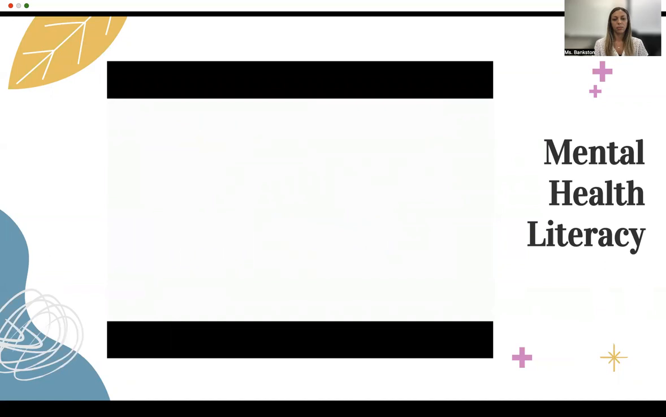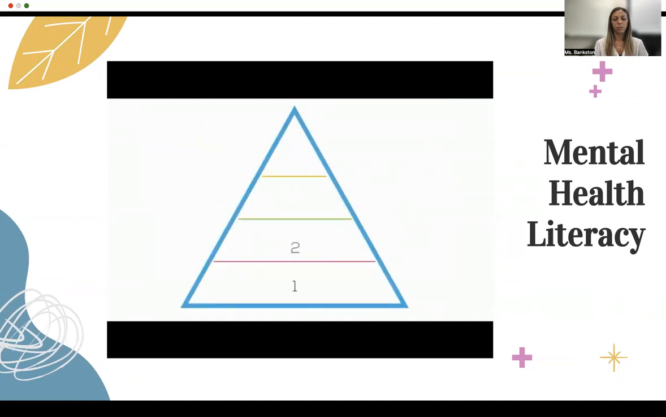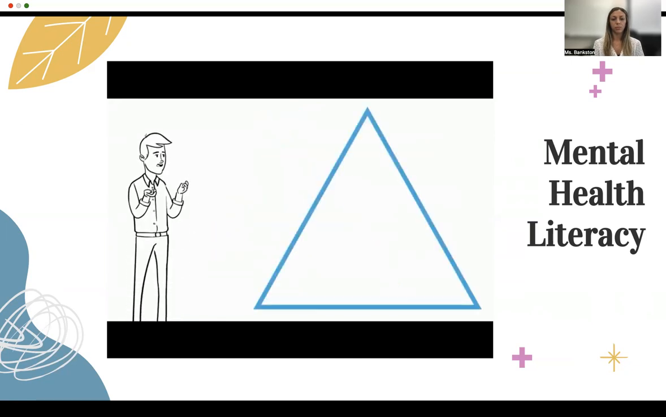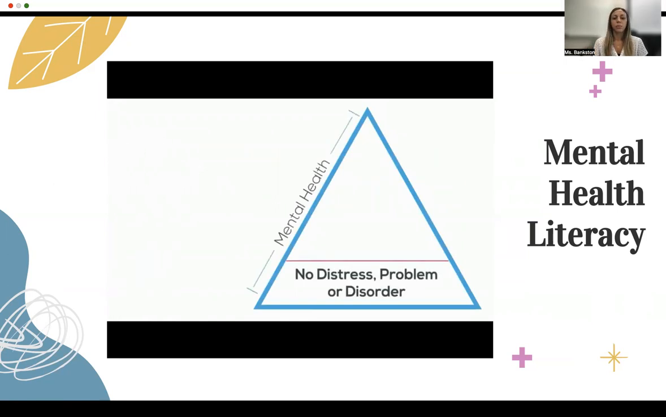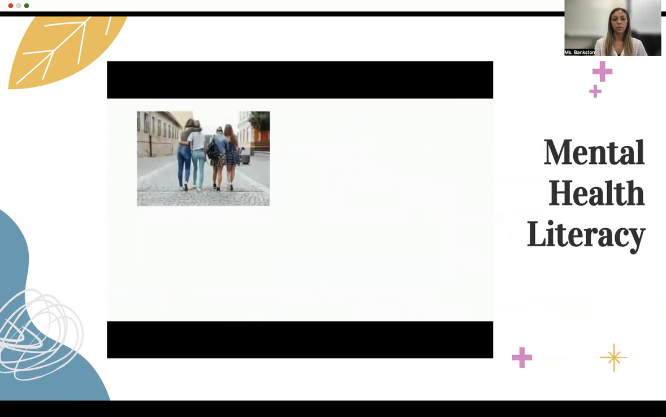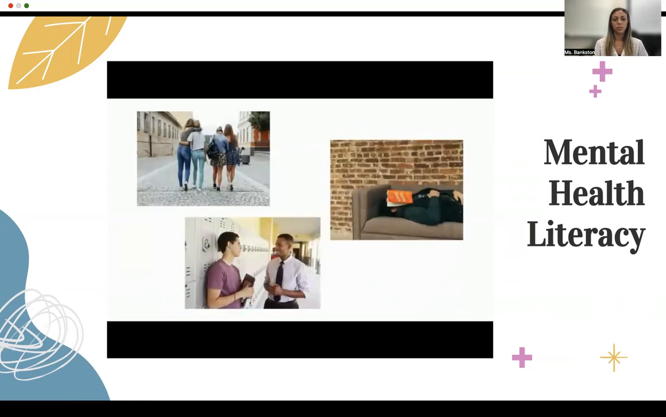We like to think of it in terms of a pyramid with these 4 different states. Everyone falls somewhere on the pyramid, with more people on the bottom and less at the top. In the bottom category, we have no distress or no problem. Everything's going fine, and we're generally enjoying ourselves. We may be spending time with friends, attending school, or even sleeping.